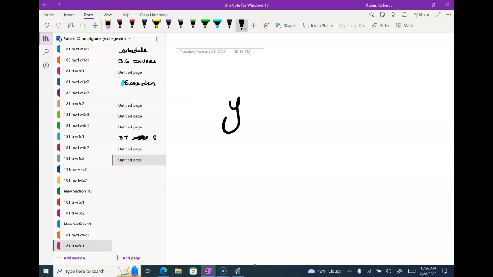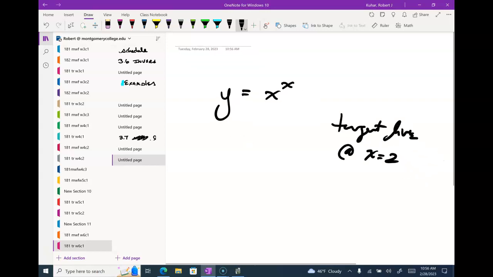Let's say y equals x to the x. Let's find a tangent line here when x is 2. What do you think? What is this? What kind of rule is this?